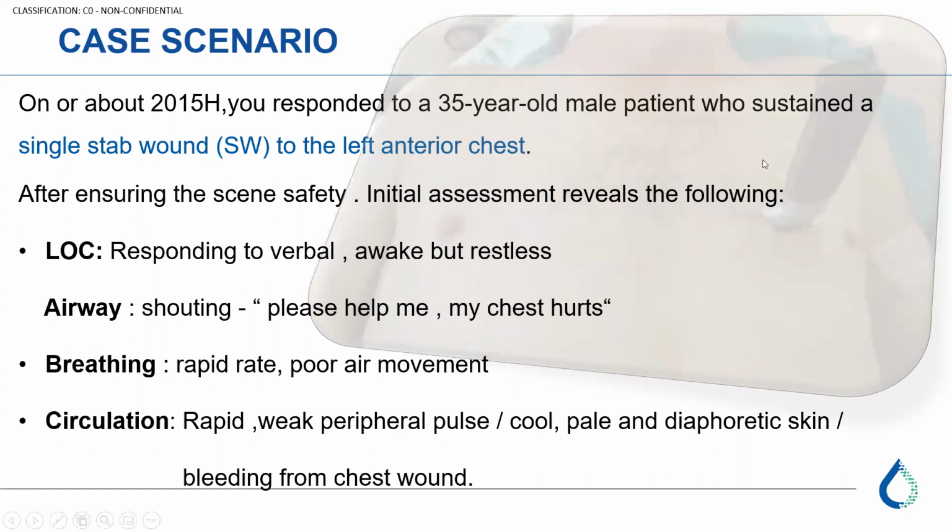Level of consciousness, responding to verbal stimulus, awake but restless. The airway, the patient is shouting, please help me, my chest hurts. The breathing is rapid rate, poor air movement. The circulation is rapid and weak peripheral pulse, cool, pale, diaphoretic skin, and there is some bleeding from the chest wound.